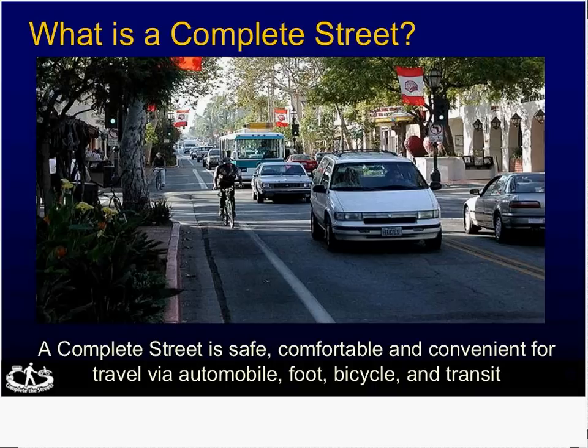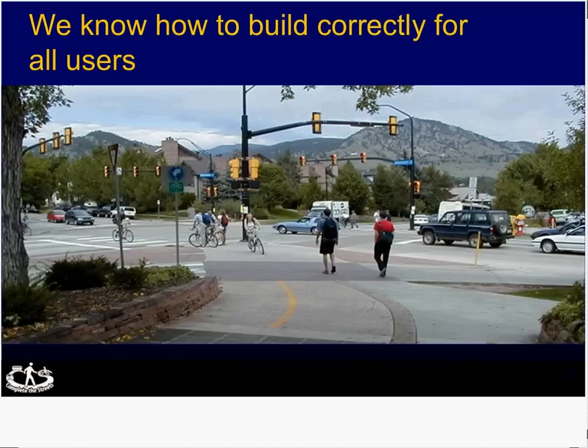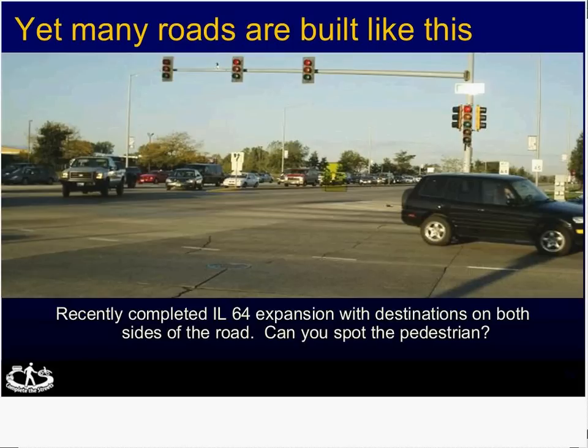A complete street really is a safe street that's comfortable and convenient for travel by car, foot, bicycle, and transit. It really is a street that works for everybody and is built correctly for all uses. Here's a large intersection in Colorado. You'll notice there's a trail coming up to the intersection, quite a few lanes of traffic, and yet we've designed it so pedestrians, bicyclists, cars can all get across the street safely.